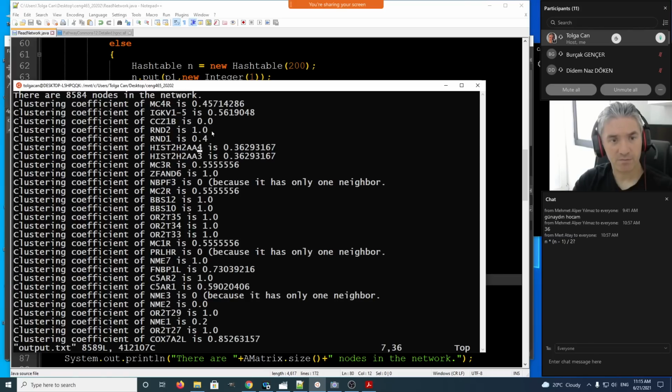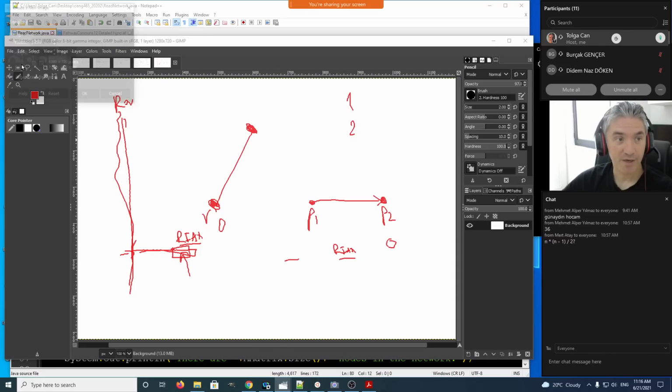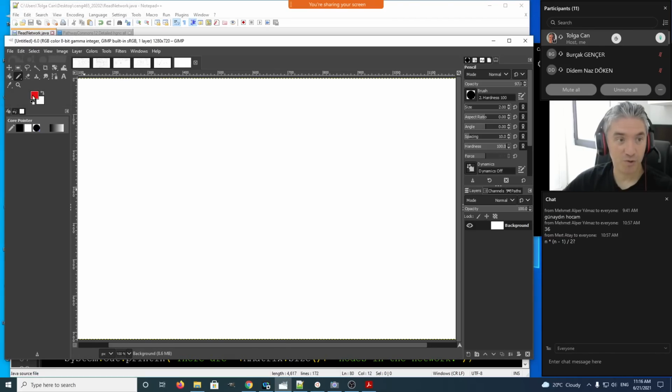Does that mean that they are in a dense cluster? All of its neighbors know each other? That's actually one disadvantage of the clustering coefficient. It does not give any information about the size of its neighborhood. It's just a ratio, okay? The clustering coefficient of RND2 may be 1 in these 2 cases. Let me show you 2 cases.